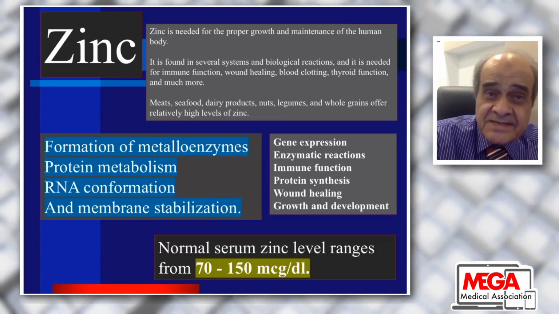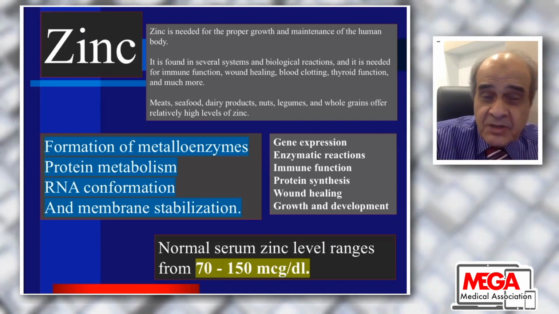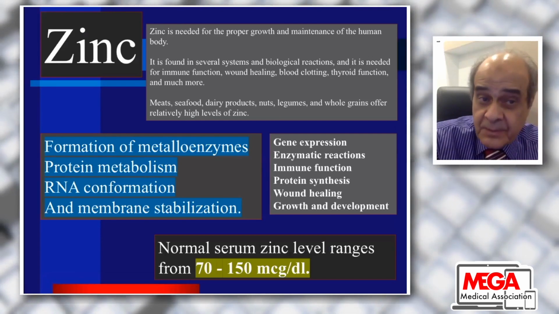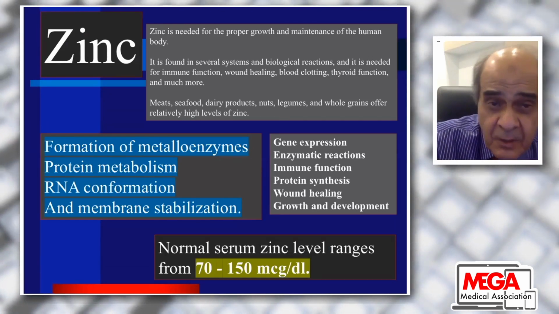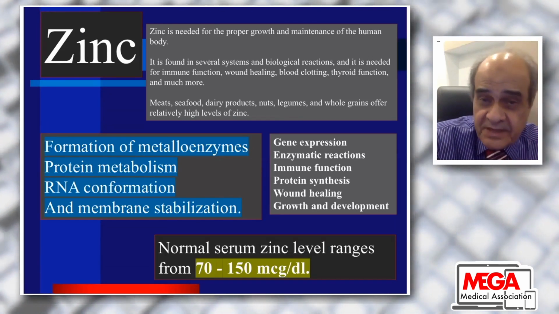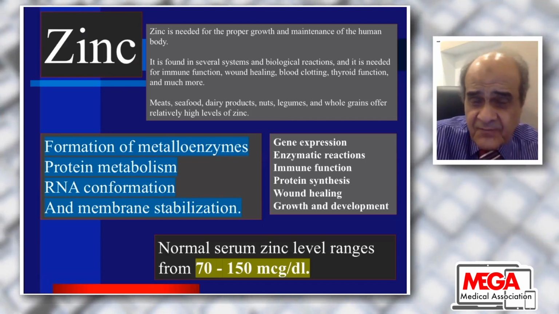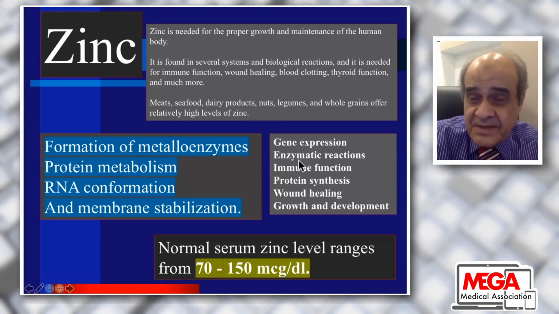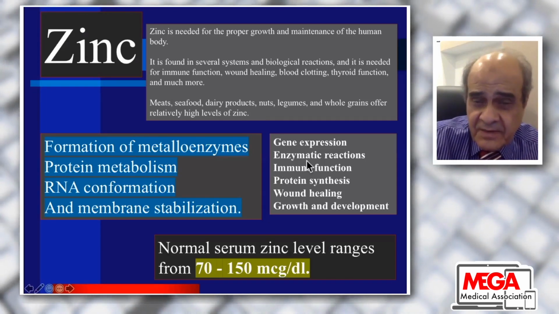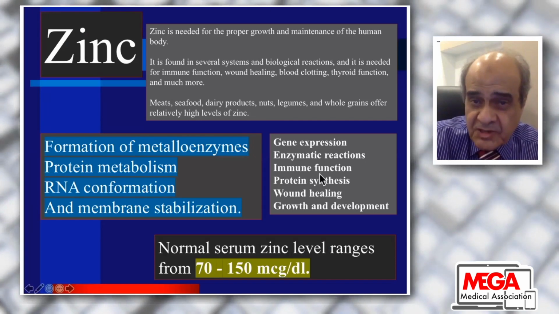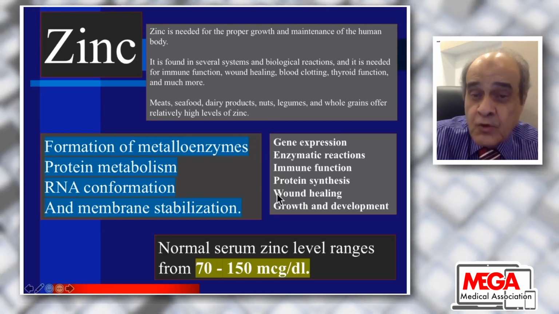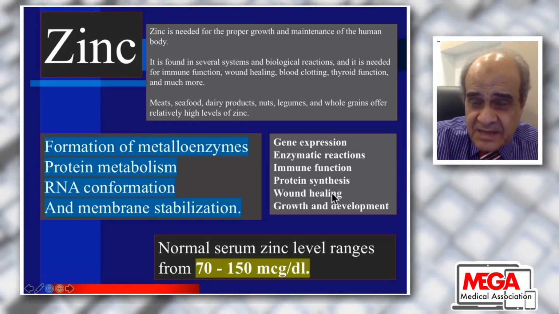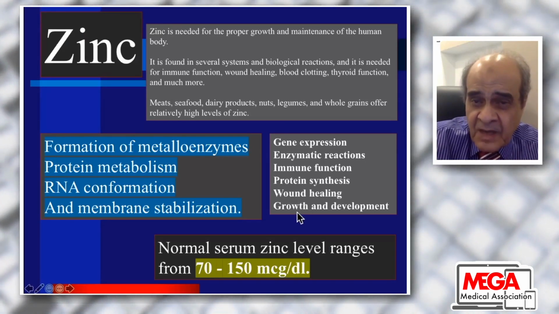After that, zinc is very important for the formation of metalloenzymes like carbonic anhydrase, also for protein metabolism, for RNA conformation, and for membrane stabilization. It is very important for gene expression, turning genes on and off, and enzymatic reactions, especially antioxidant and immune functions, and for protein synthesis and wound healing, very important. We give it sometimes in ulcers and in wounds to hasten the healing, and in growth and development.